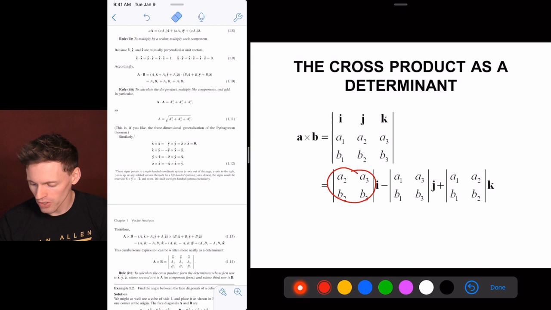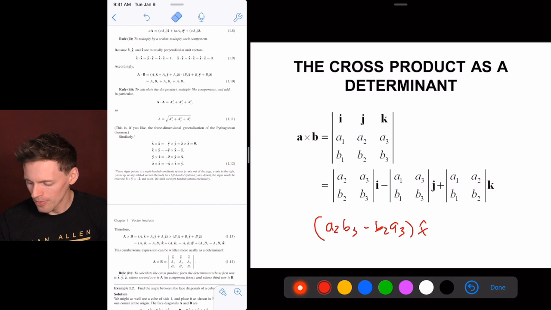So what is that? This is A2B3 minus B2A3 in the x-hat direction. x-hat is the same as i-hat. And then minus, and then the result of this, A1B3 minus B1A3, and so on. So that's one way to remember the cross product, by taking the determinant of that matrix.